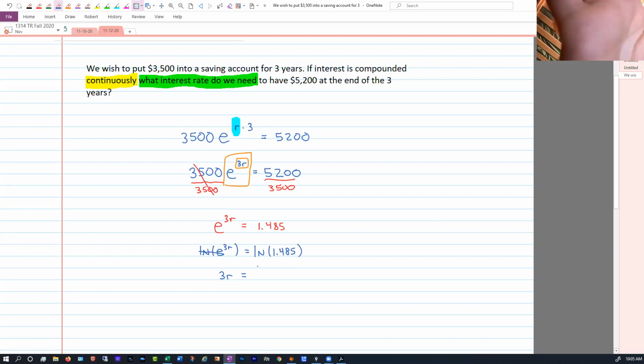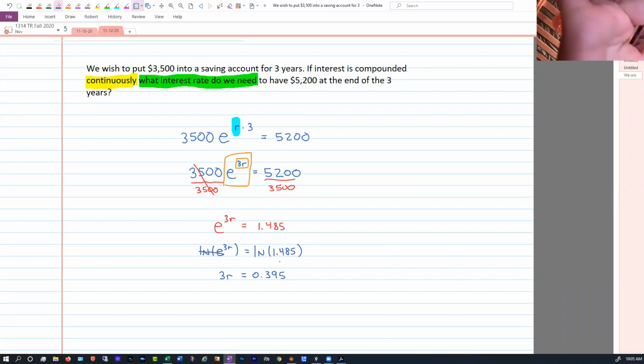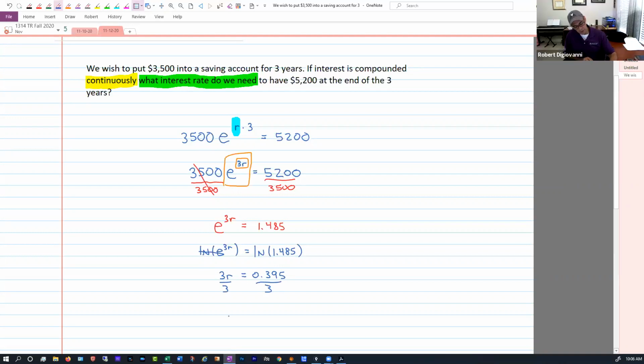It's 0.395. Good. Okay, are you done, Kira? Or is there anything else to do, or are we done? You have to divide the 3 from the R. Yep. Divide the 3 on both sides. Good. All right, so I'll go ahead and do that. 0.395 divided by 3. And we get about 0.1316, something like that.